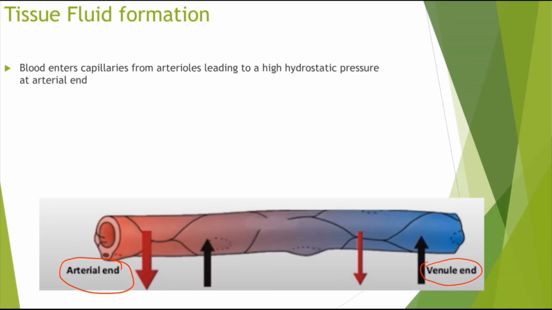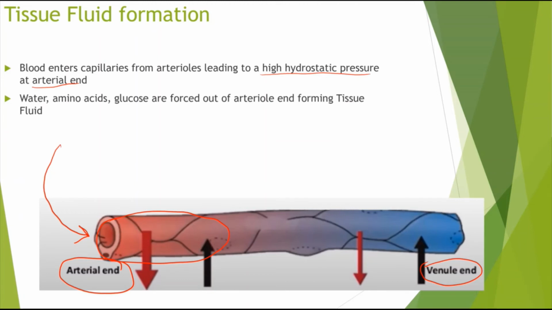So what happens first is that blood would enter the capillaries from the arterial end, so from the arterioles, leading to a high hydrostatic pressure at the arterial end. So the blood would be coming along this end, and this would lead to a high hydrostatic pressure at this end because it's coming with a lot of pressure, as the arterioles have a high pressure. So because of this high hydrostatic pressure, water, amino acids, and glucose would be forced out.